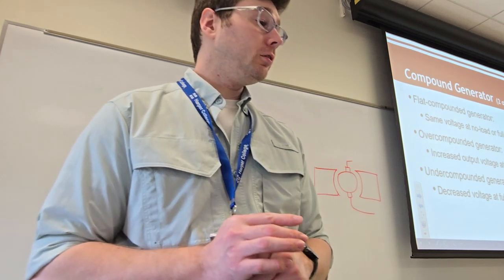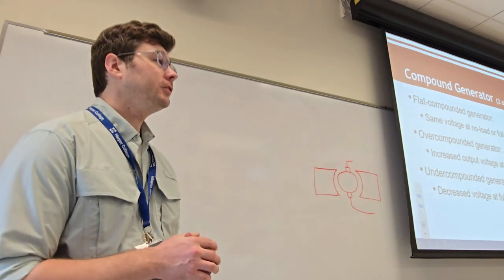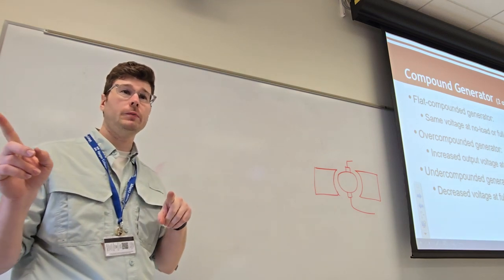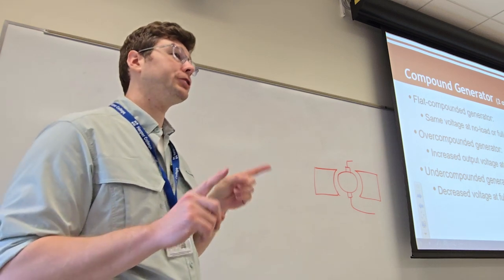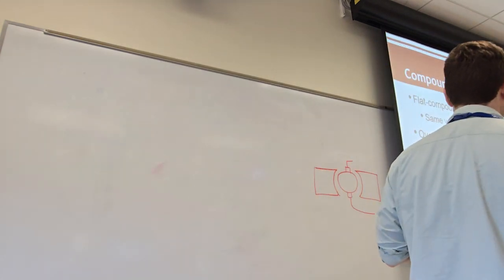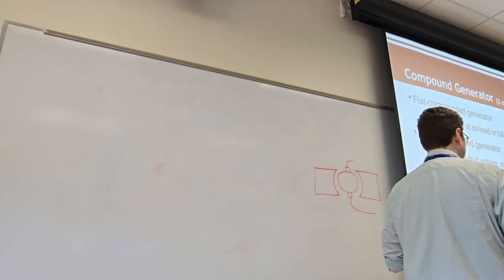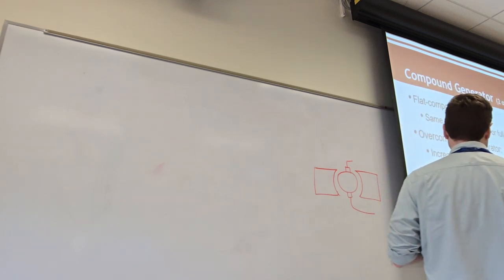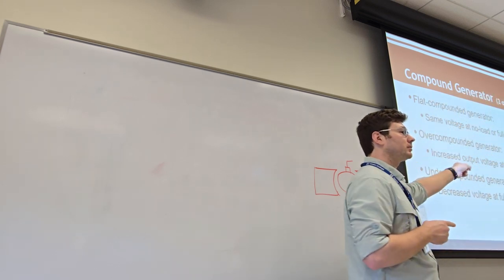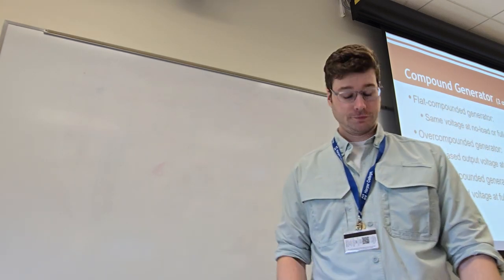We have a few other generator types. Again, this is in gold for flashcards, in this chapter and the next chapter coming up, I think. If you like flashcards, I would really recommend using them because there's a lot of vocab. For example, for an undercompounded generator, you'll need to know that it has decreased voltage at full load, rather than an overcompounded generator, which increases output voltage at full load.